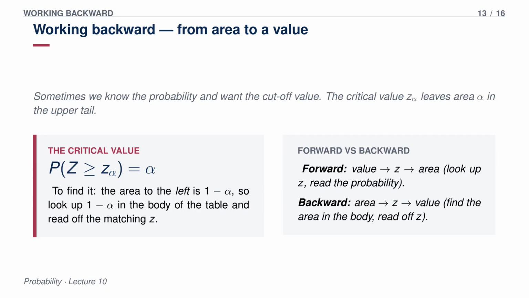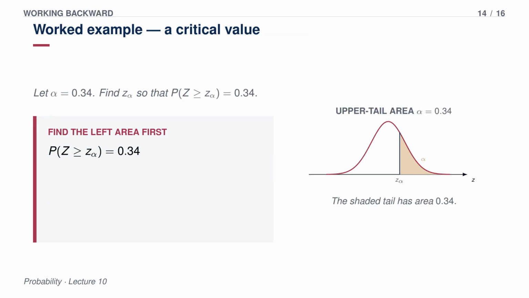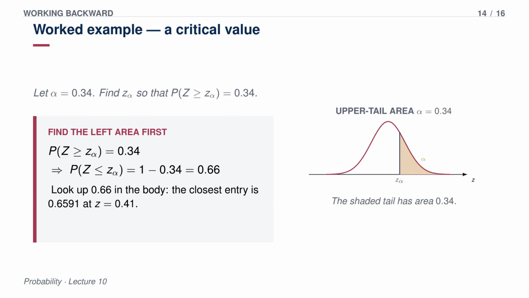Let's do one. Find z sub alpha so that the upper tail area is 0.34. So we want P of Z at least z alpha equals 0.34. Flip it to a left area. P of Z less than or equal to z alpha is 1 minus 0.34, which is 0.66. Now hunt for 0.66 in the body of the table. The closest entry is 0.6591, sitting at z equals 0.41. Closest we can get. Good enough. So z sub 0.34 is about 0.41. We found the value from the area. The table read backward. Same table, just in reverse.